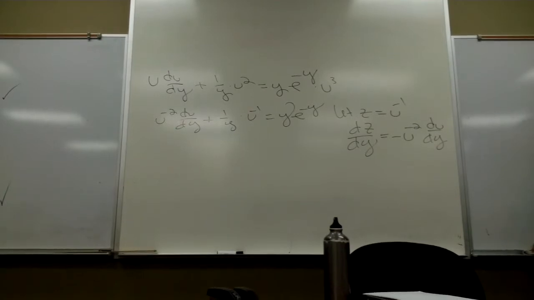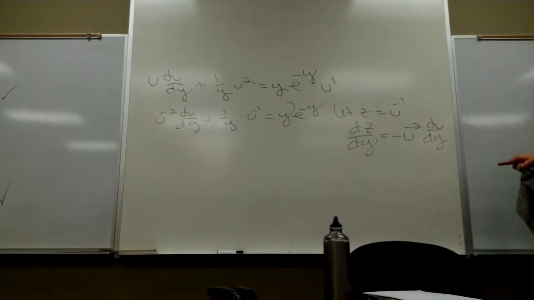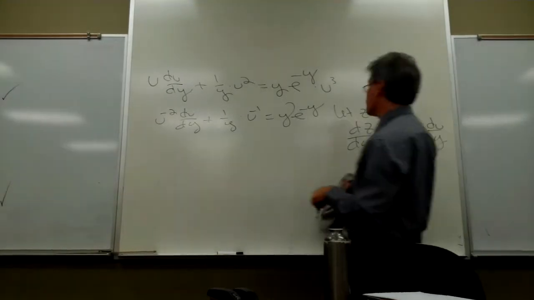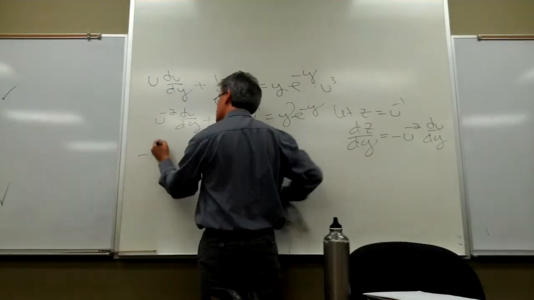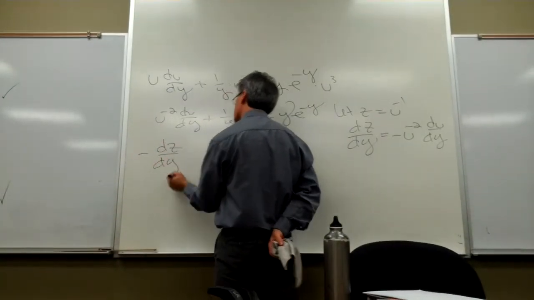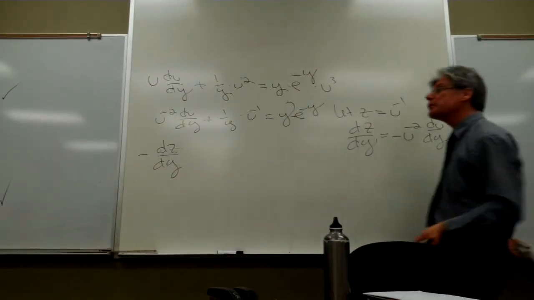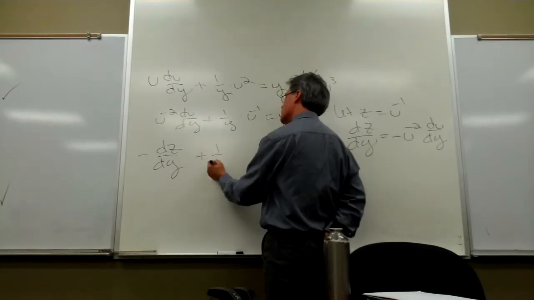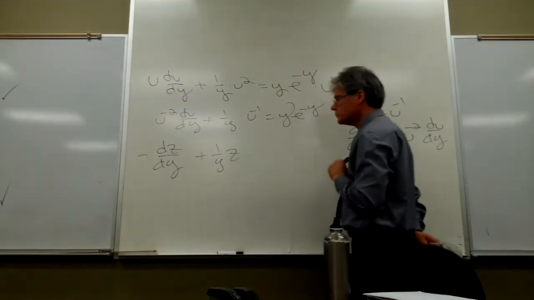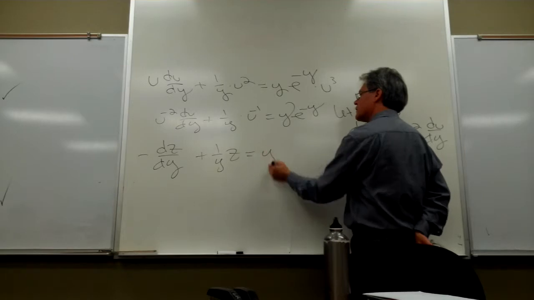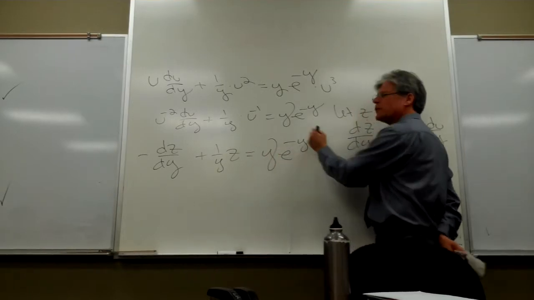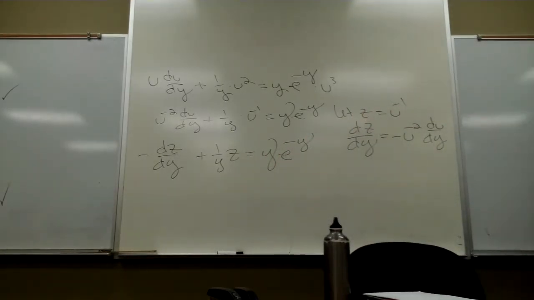Having said that, committing to this new substitution, I think another name for the very first term is merely a negative dz dy. I think another name for the second term is merely a 1 over yz. And it's equal to whatever this forcing function is over here. I used the phrase forcing function. I take that back. I've not used that phrase yet.